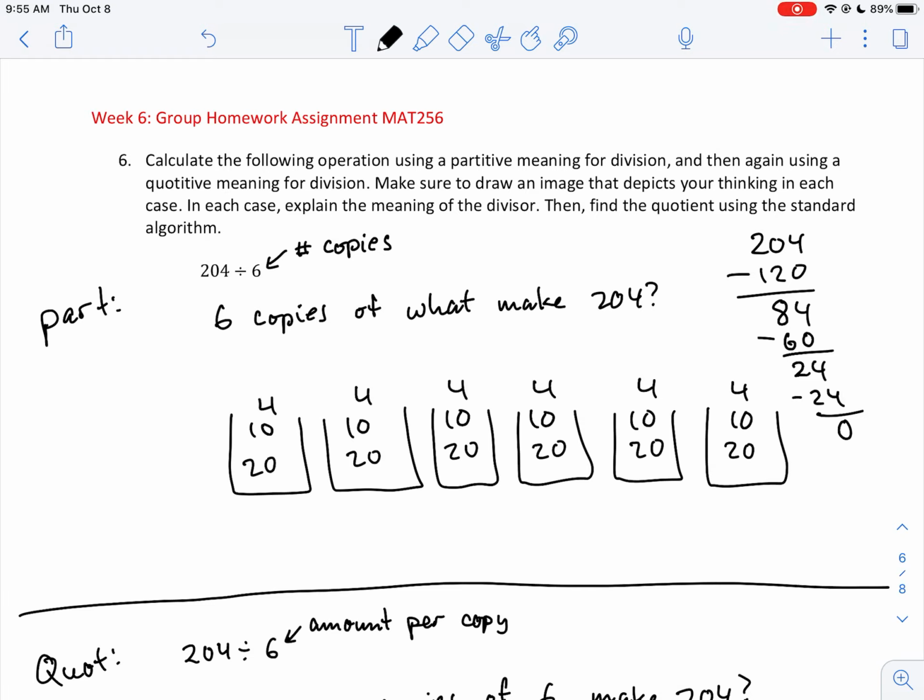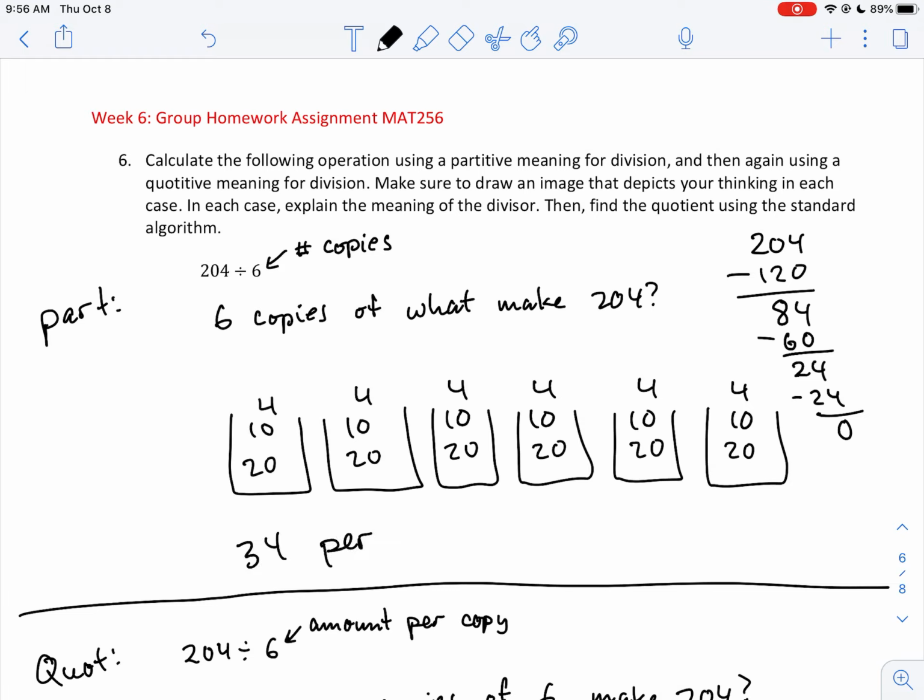Right, we had 6 30s, that's 180, and 6 4s, that's 24. So yeah, 204 total. But now you can see, because of the fair sharing, we've determined how much there is per copy. So we've answered the what. 6 copies of what make 204? Well, how much stuff there is in each copy is the answer to this question. And so there are 34 per copy.